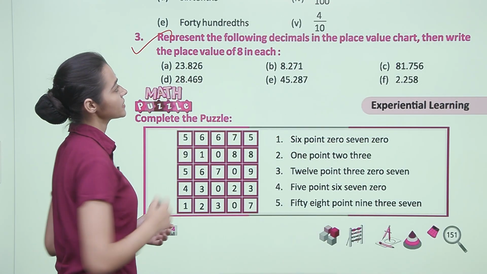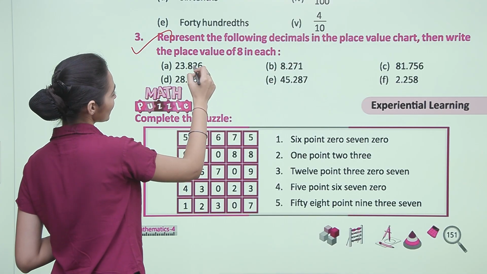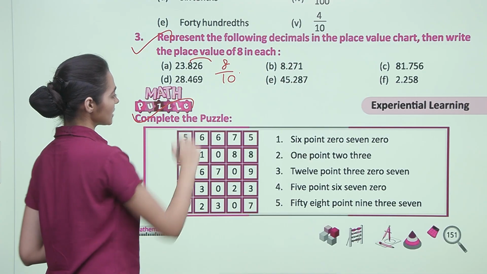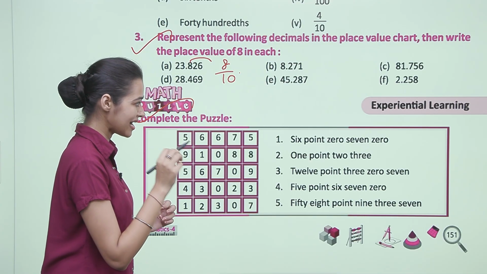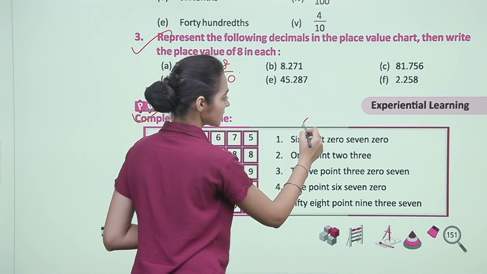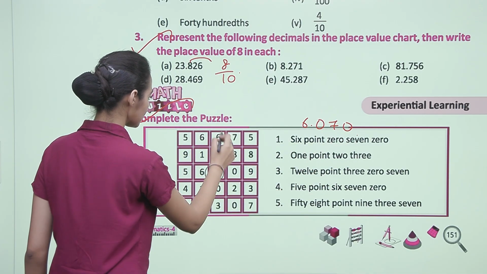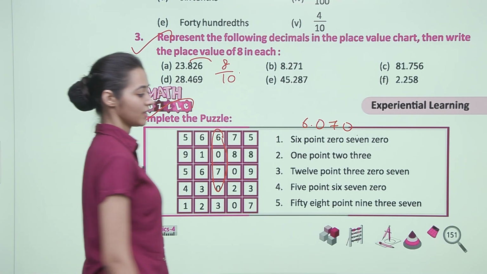In the next one we have to represent the following in the place value chart and write the place value of 8 in each. So the place value of 8 here is 8 by 10. Now next is our maths puzzle. We have to complete the puzzle. 6.070, you have to find it here. That's how you have to complete this puzzle.